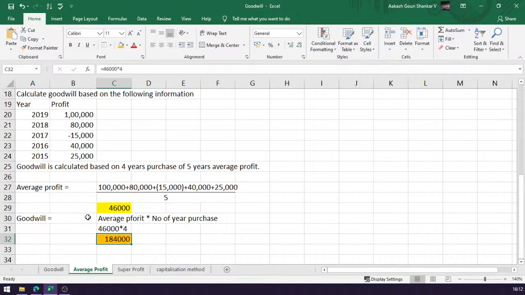So the first step is to find the average profit, and after finding the average profit, we have to multiply the average profit into the number of years purchased in order to find the goodwill by average profit method. So you can comment if you have any doubt in calculating the average profit as well as the goodwill in average profit method.